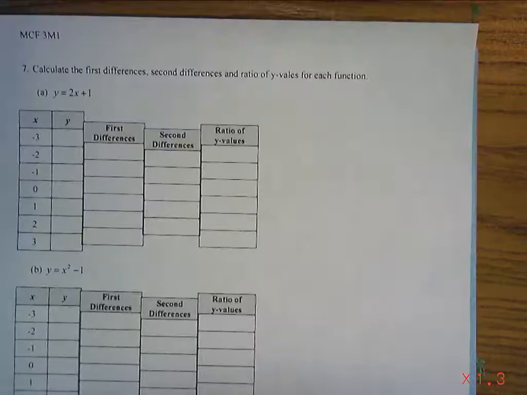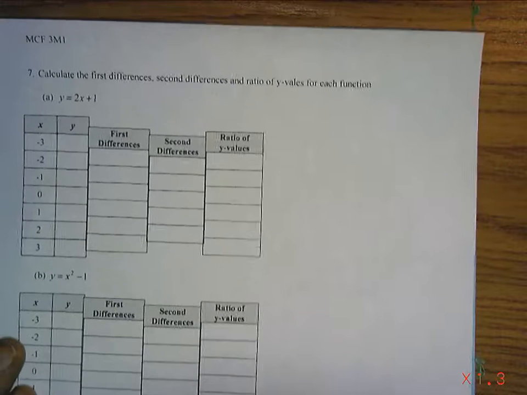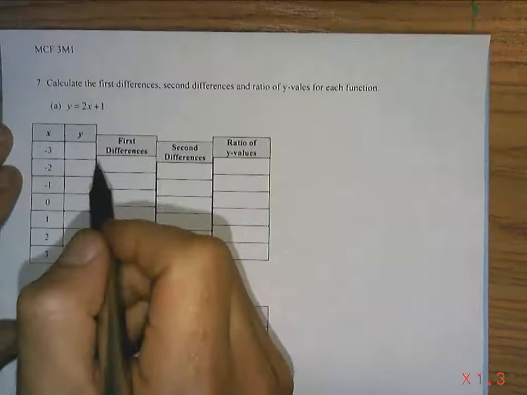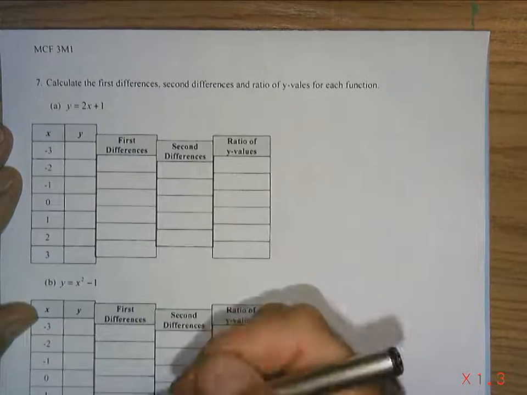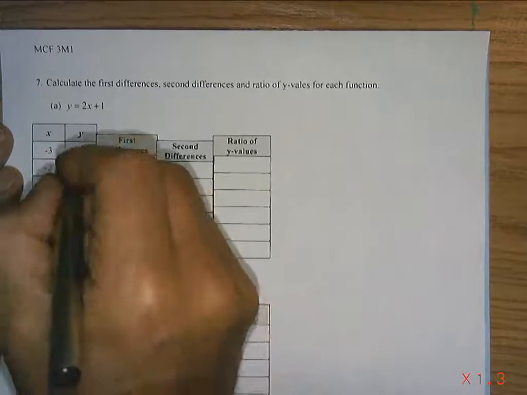Calculate the first, second, and ratio of the y values for each function. So, linear. You should know something about this. We did this in grade 9. The first differences should all be the same if it's going to be linear. So let's remember what the y values were.